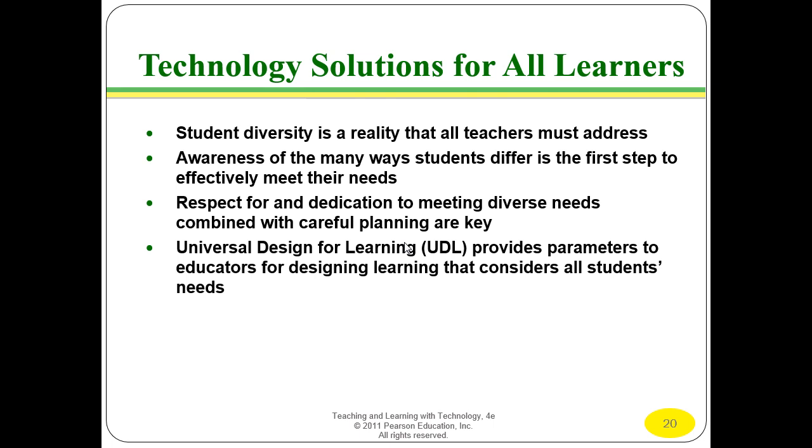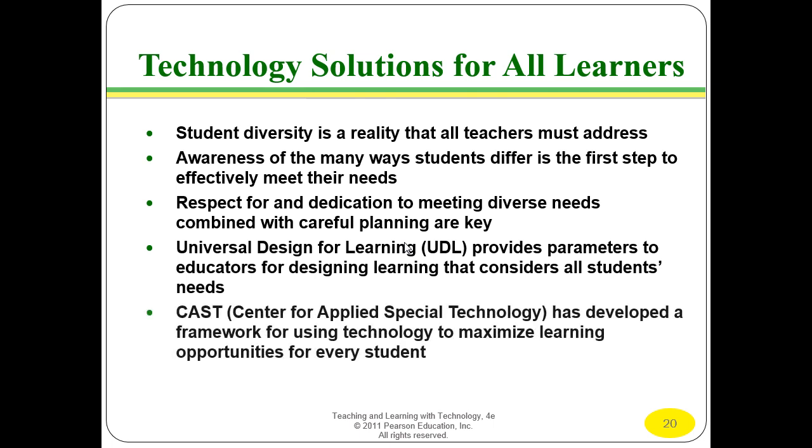The Universal Design for Learning, or UDL, provides parameters to educators for designing learning that considers all students' needs. And so there's information out there that we can use. The Center for Applied Special Technology developed a framework for using technology to maximize learning opportunities for every student. So we can go to the CAST website and get some really good information that we can utilize. We don't have to do everything by ourselves.